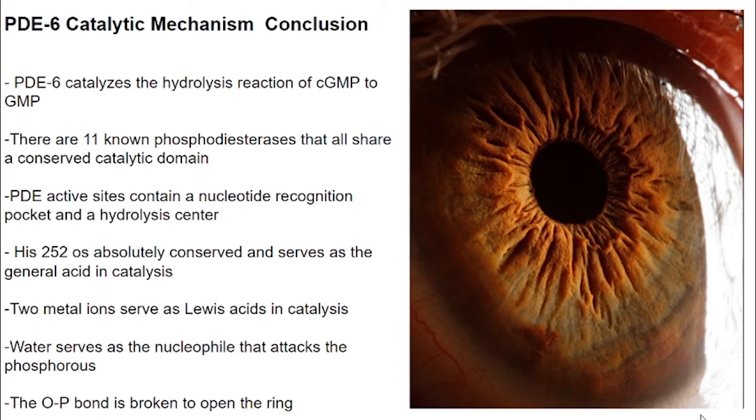Key players in the chemical reaction include the absolutely conserved histidine 252, which acts as the general acid, 2 metal ions, in the case of PDE-9, they're manganese and magnesium that act as Lewis acids, and water, which provides the nucleophilic attack on the phosphate ring. So the oxygen-phosphate bond is broken through hydrolysis, we get the open ring, and that leads to light perception.